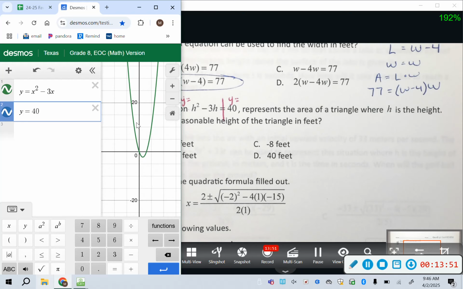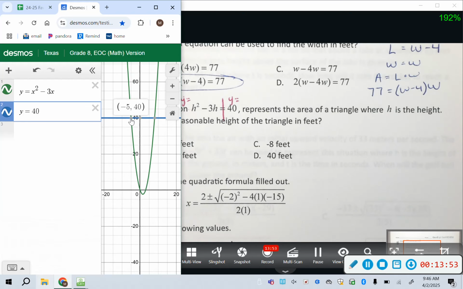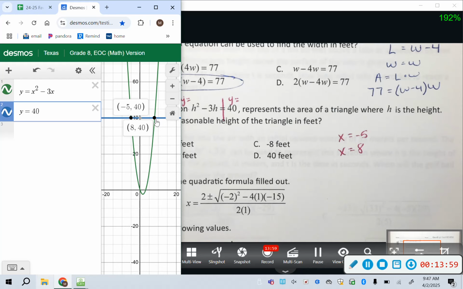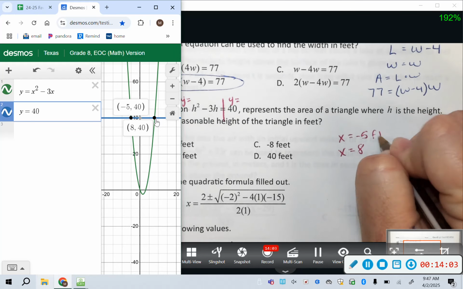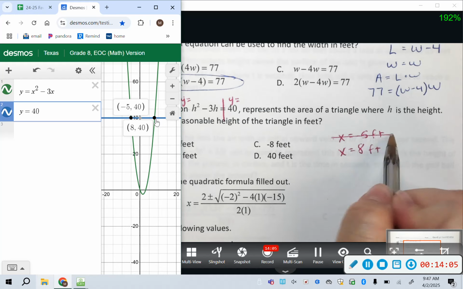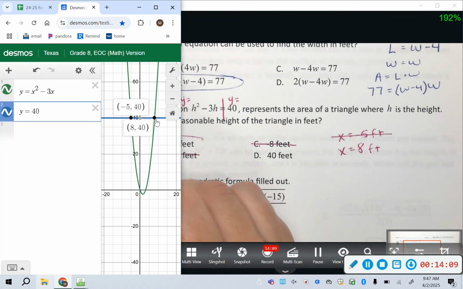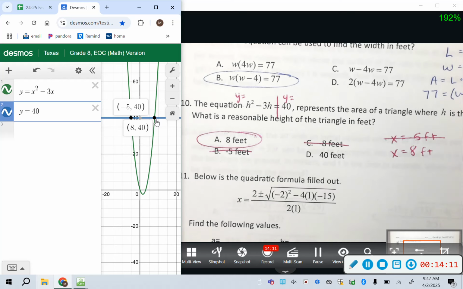And we're going to scroll till we see the two lines, and here they are. So we have negative 5 and positive 8. Well, read your question. It's a word problem. What is the reasonable height of a triangle in feet? Well, is there such thing as negative heights? No. So I can cross off this one, and I realize x equals positive 8, so it's A.